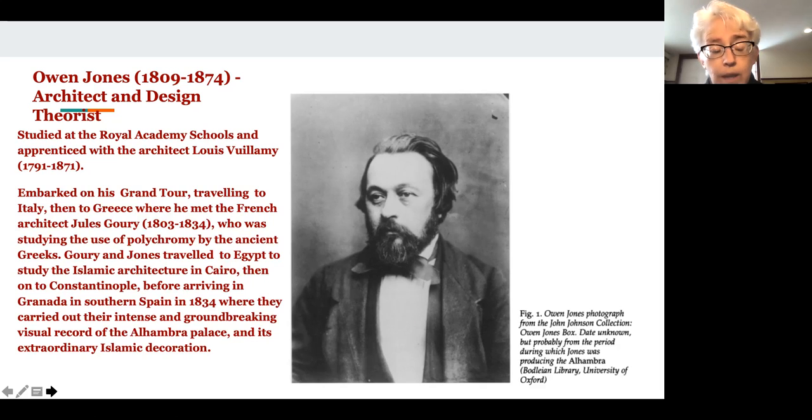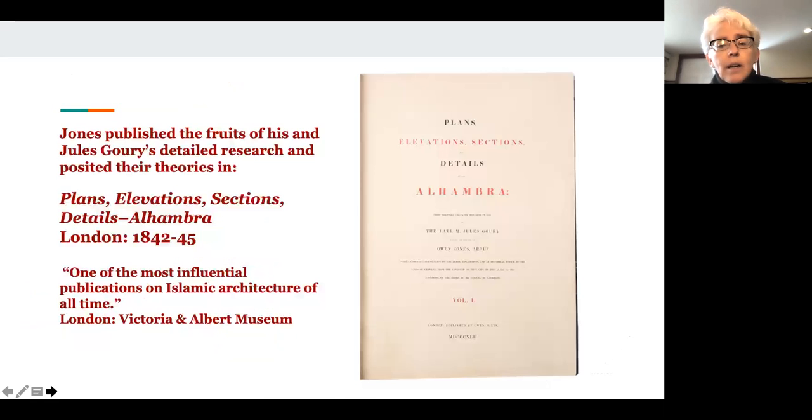And in 1834, they spent their time working together to do an intense and essentially groundbreaking visual record of the decoration and architectural style of the Alhambra Palace. So this wasn't romanticized. It was a very scientific, deeply focused study of the architecture and style that were there. So unfortunately, Jules Goury died in 1834 in Spain, in Granada, of typhoid. But Jones then went on nonetheless to publish the fruits of his and Goury's work and research.